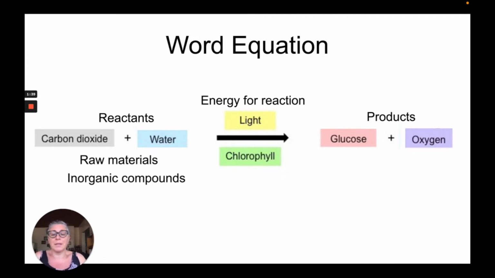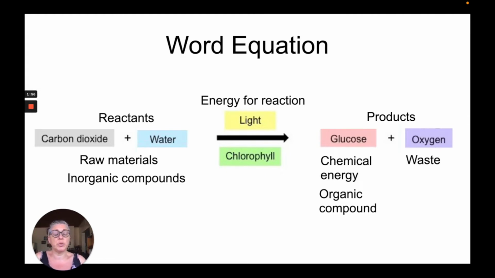Now, the carbon dioxide and water, our reactants, are what we call raw materials. Both of these are inorganic compounds that will be used to produce the products in this chemical reaction. Now, the products are going to be glucose and oxygen.